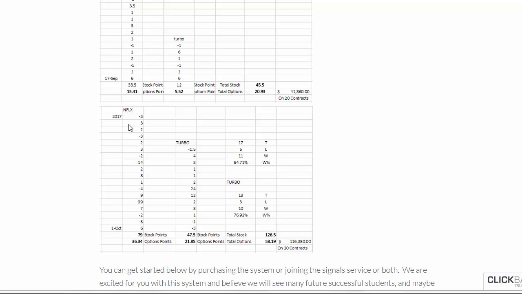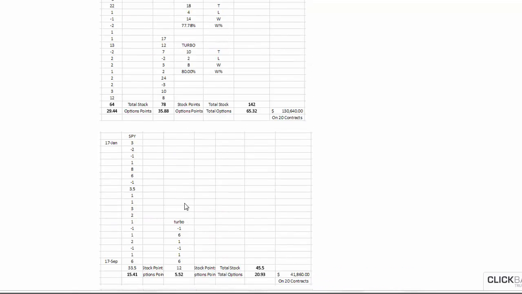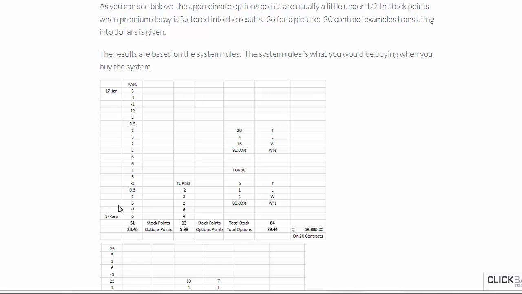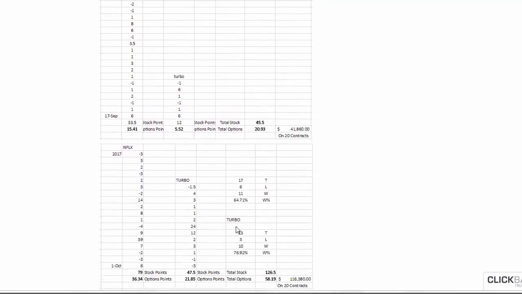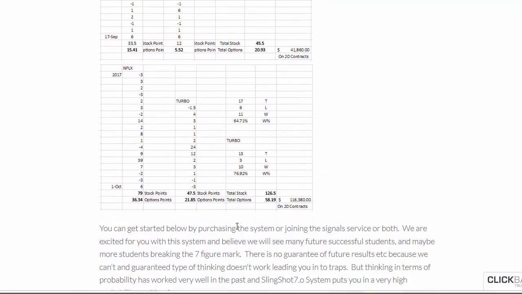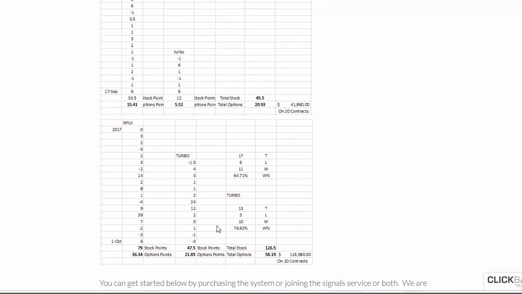So Netflix: 79 points, 47 points, and 126 stock points. This is in 9 months now. So all these examples you extend to the end of the year, so October, November, December, and then you could have more profits. Potentially with good probability. All right, so that's about it.